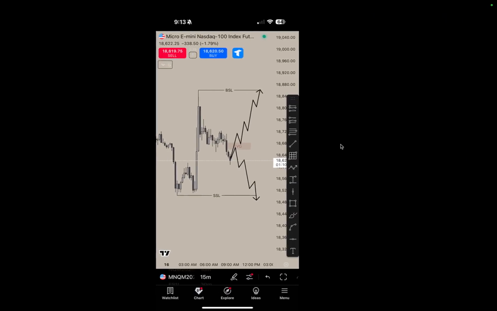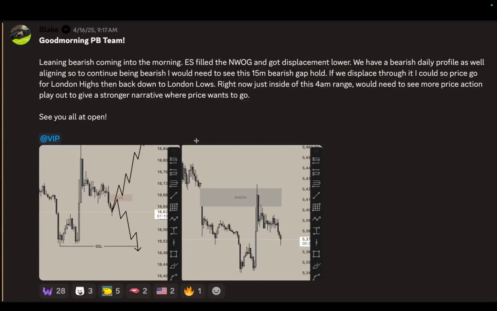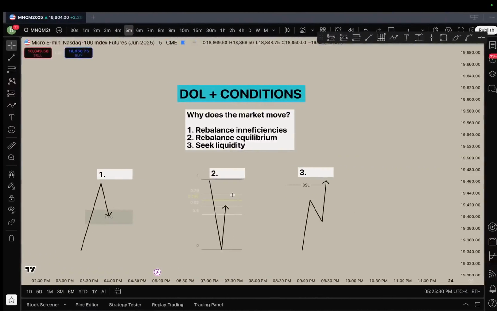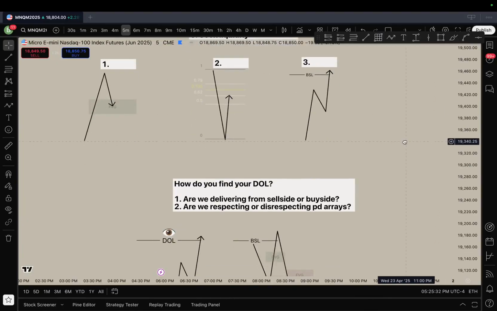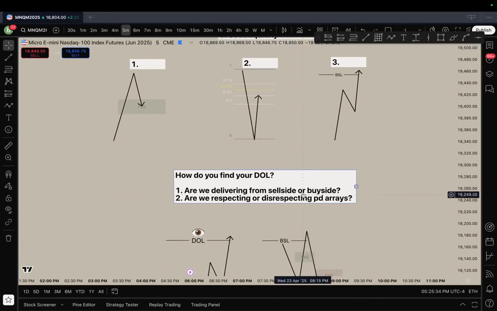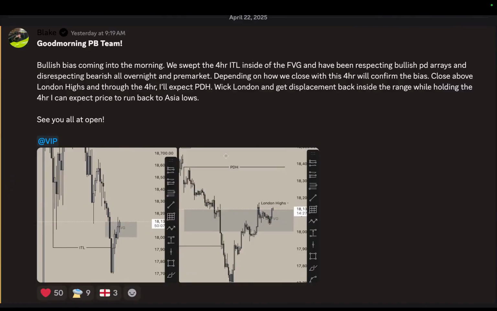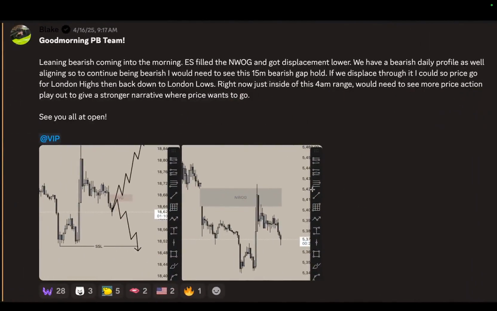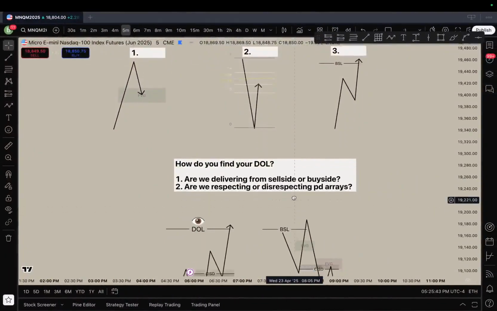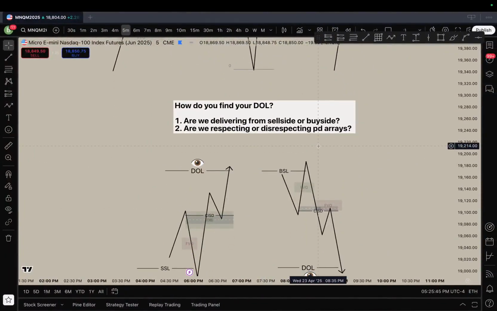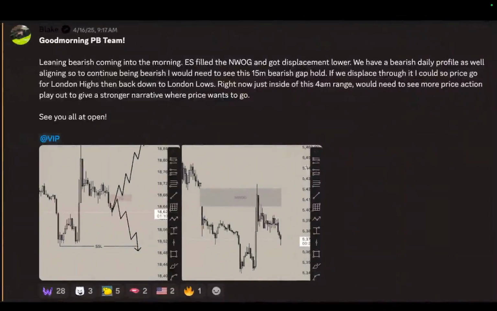So in this scenario, right, we were delivering from a new week opening gap. Okay, so also we were delivering from a bearish PDR. So when I say are we just delivering from sell side or buy side, there's also times where we can be delivering from a bearish PDR. In this example, it's a new week opening gap. We filled this completely, right? After that, what is price doing? Are we respecting or disrespecting PDRs, right? Let's look over here.